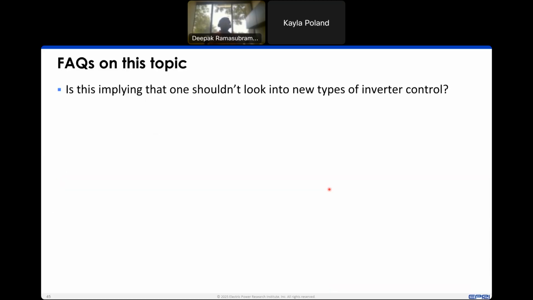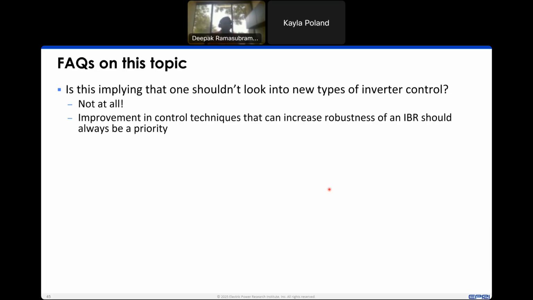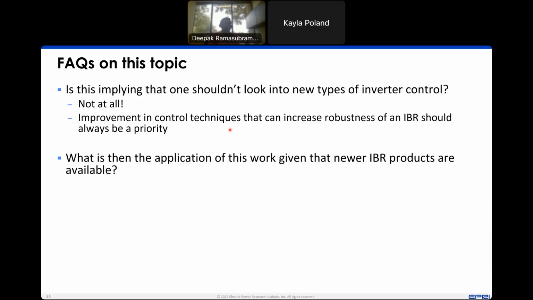First question is, does it imply that we should not be looking at any new types of control? Does it imply that, because of this, we should not be considering any newer kind of inverter-based resources? Definitely not at all. It doesn't imply that at all. What it does imply is that we need to be working towards improvement in control techniques that improve the robustness of the system. But at the same time, we should also look back into the fleet that we have and see how we can improve their ability to support the grid going forward. And the more we can do to improve that, the greater overall benefit it has to the system.